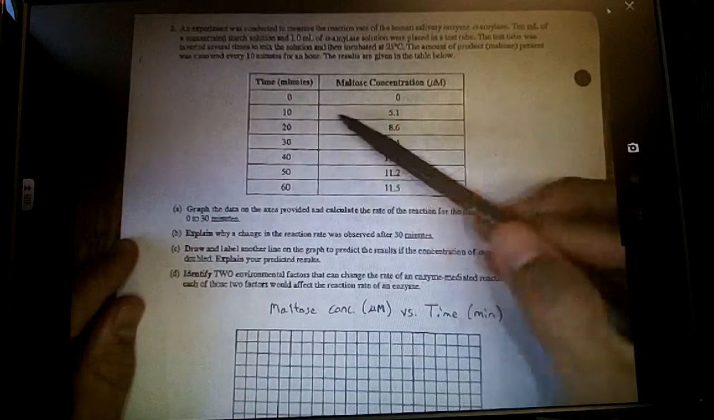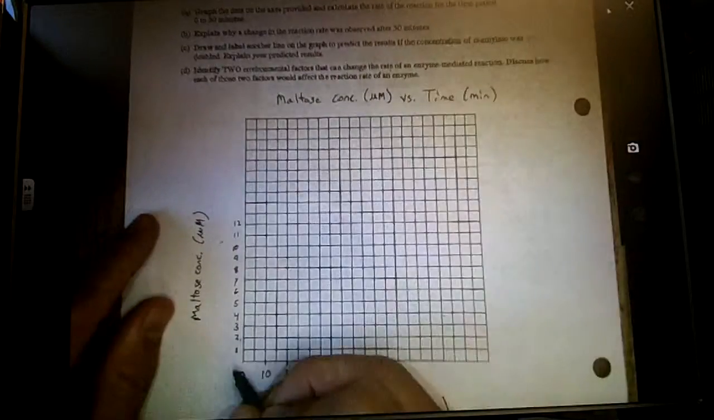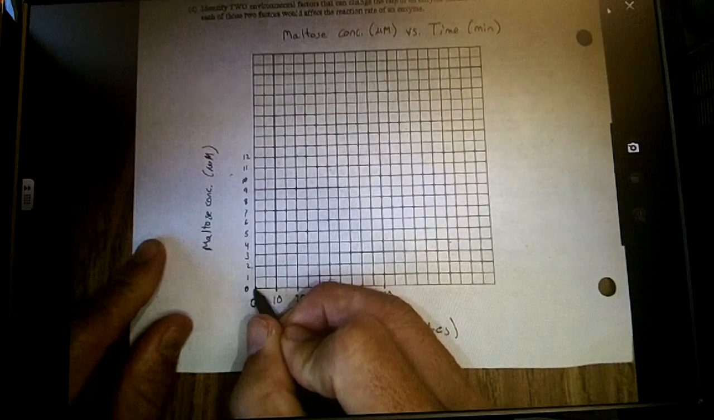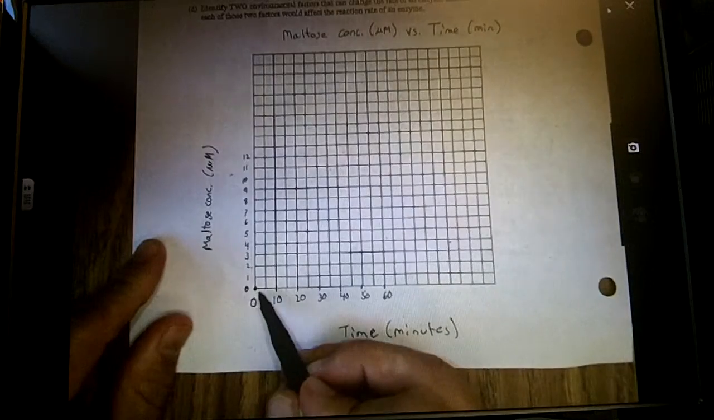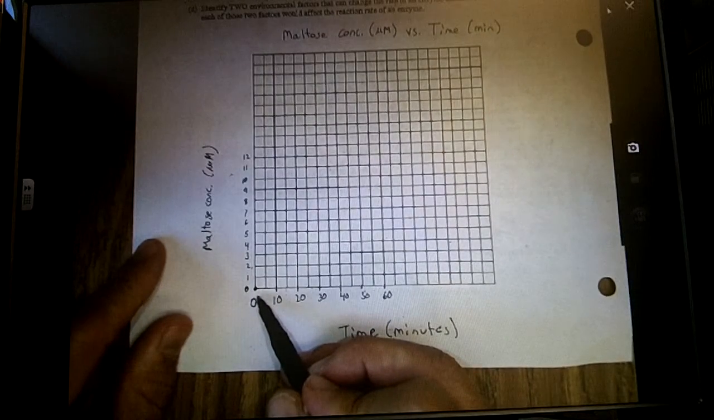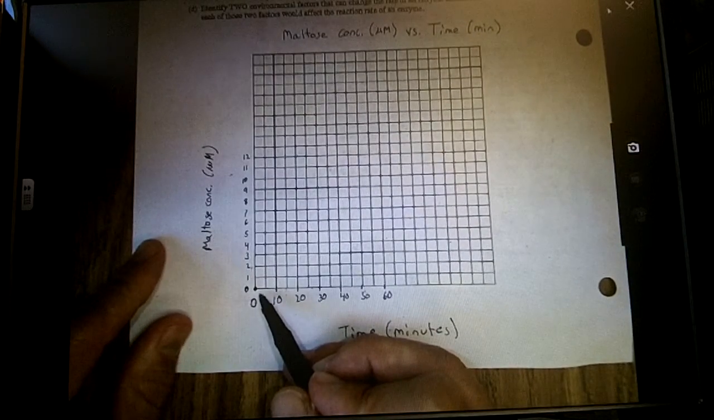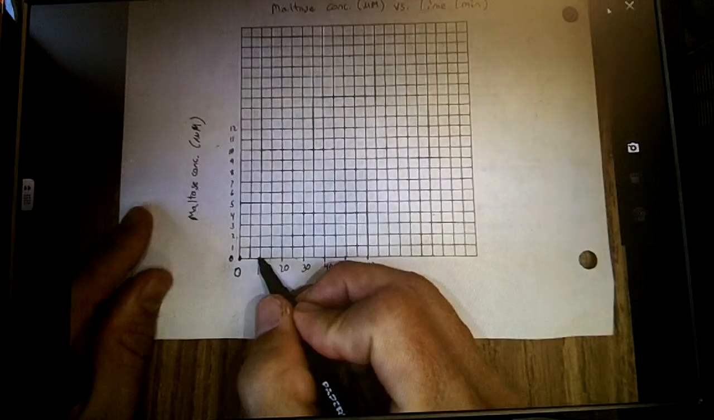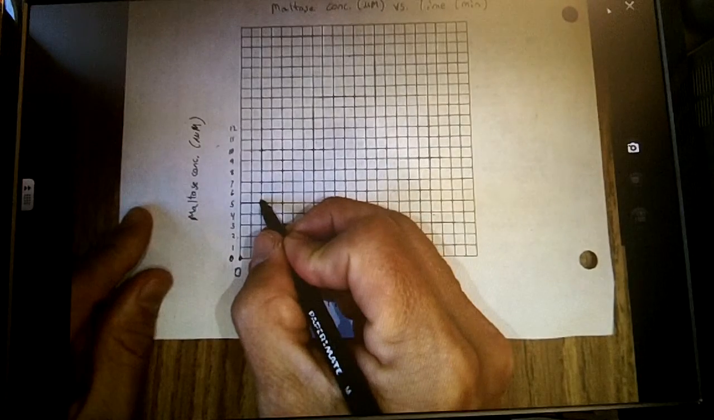I have a 0, 0 point. That's right here. I go ahead and put my 0 there. 0, 0, bam. Some of y'all left that out. And you've already screwed up if you leave that out. The next point is 10 and 5.1. So I go to 10, and I go up to 5.1. That's about right there.